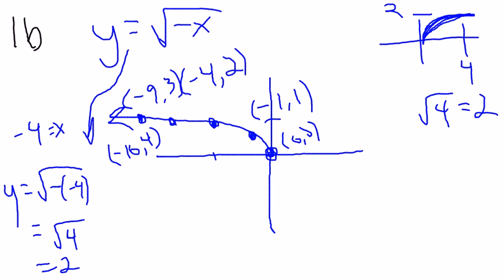But the key here is that when I plug in a negative value of x, I can actually take the square root of negative x, which takes this graph here that we're kind of familiar with and flips it over the y-axis.